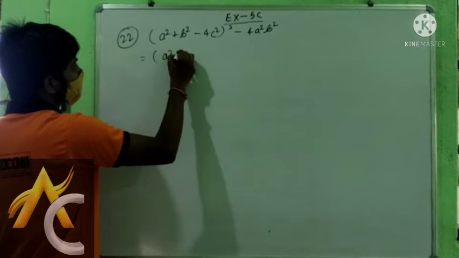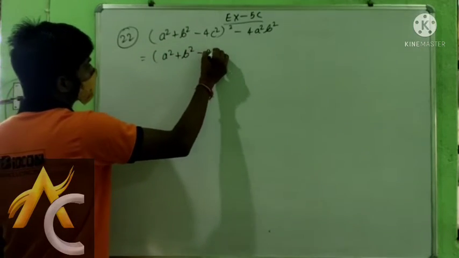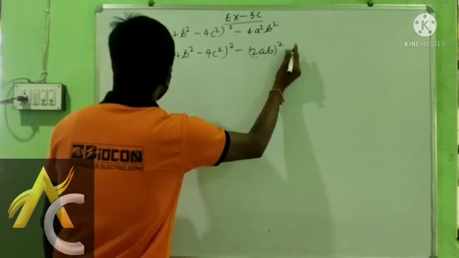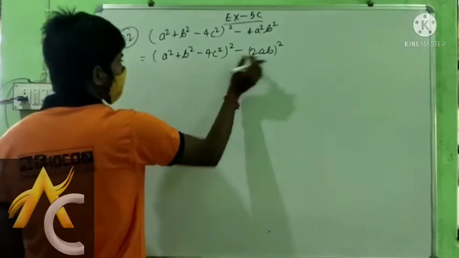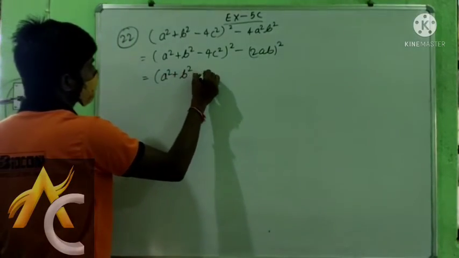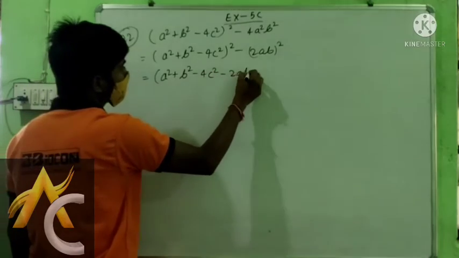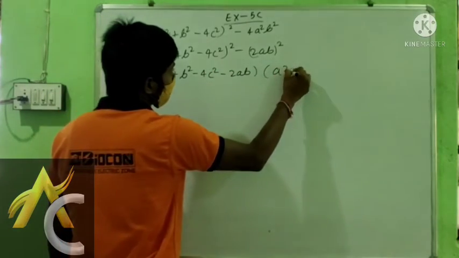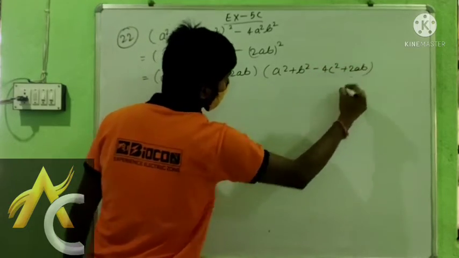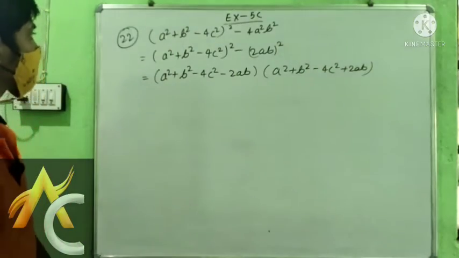We can write a square plus b square minus 4c square whole square minus 2ab whole square. Now it is in the form of a square minus b square. So it will be a square plus b square minus 4c square minus 2ab, and again a square plus b square minus 4c square plus 2ab, right?